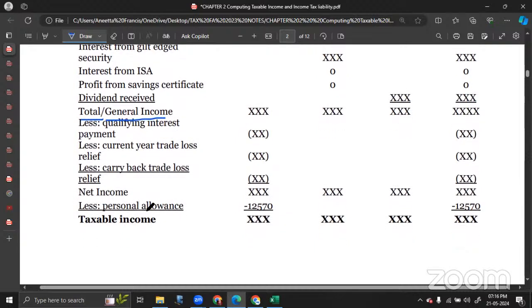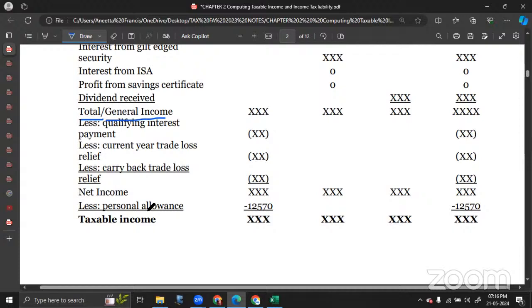From your net income, you can make a deduction of personal allowance, which is 12,570. But you're not always eligible for 12,570. Keep that in mind, because if your adjusted net income is above 100,000 but below 125,140, you'll have a reduced personal allowance. And if your adjusted net income is above 125,140, your personal allowance becomes 0.